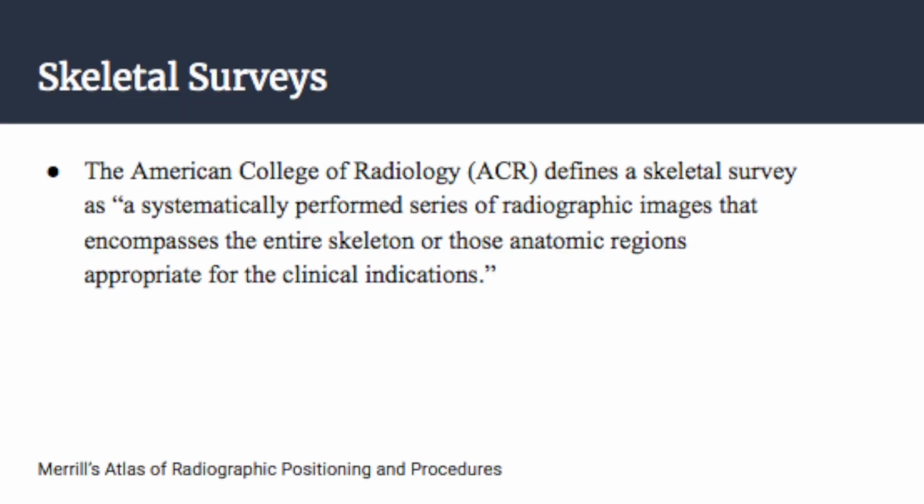Another common exam for pediatric x-ray is the skeletal survey. The American College of Radiology defines a skeletal survey as a systematically performed series of radiographic images that encompasses the entire skeleton or those anatomic regions appropriate for the clinical indications. This procedure is often performed when child abuse is suspected.